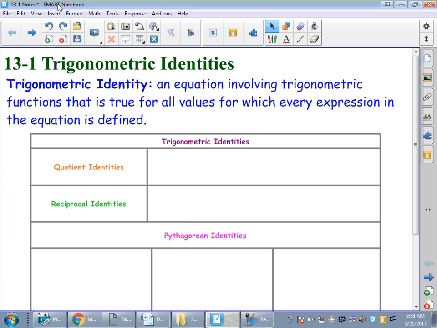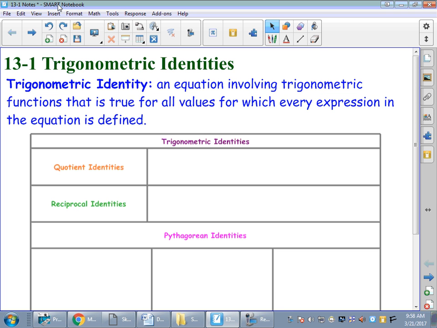These are your 13-1 notes on trigonometric identities. A trig identity is an equation involving trig functions that is true for all values. So for every angle, this statement would be true for every expression in the equation. There are three basic identities that we're going to talk about.